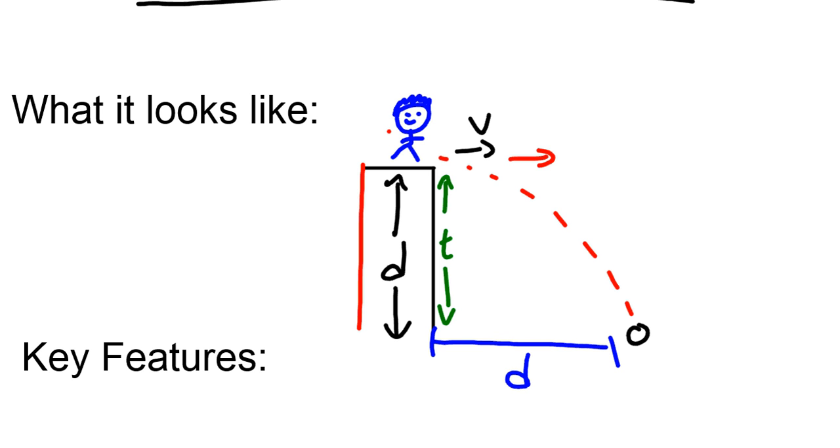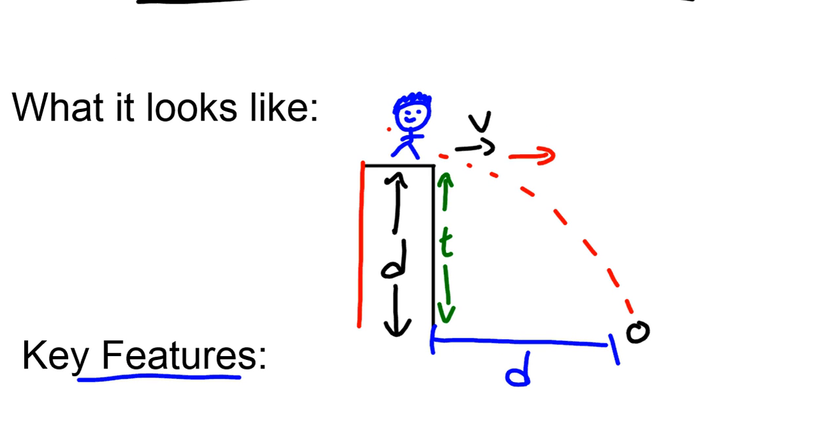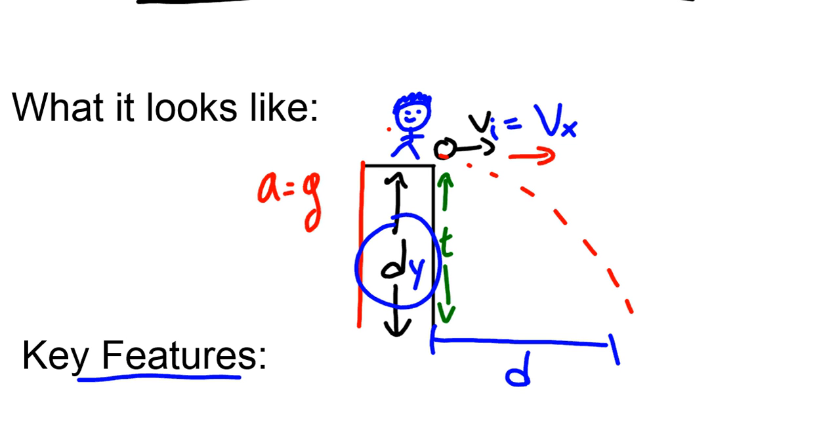So what are the key features of this problem? Well, the absolute biggest one is that because the ball is launched horizontally, whatever that initial velocity is given in the problem, that is entirely in the x direction. So it's entirely an x component. Also, whatever the height of the cliff or tower is, that is entirely in the y direction. So you're given a distance in the y direction. Finally, most of these problems take place on Earth. Another key feature, you're going to use the acceleration of gravity.